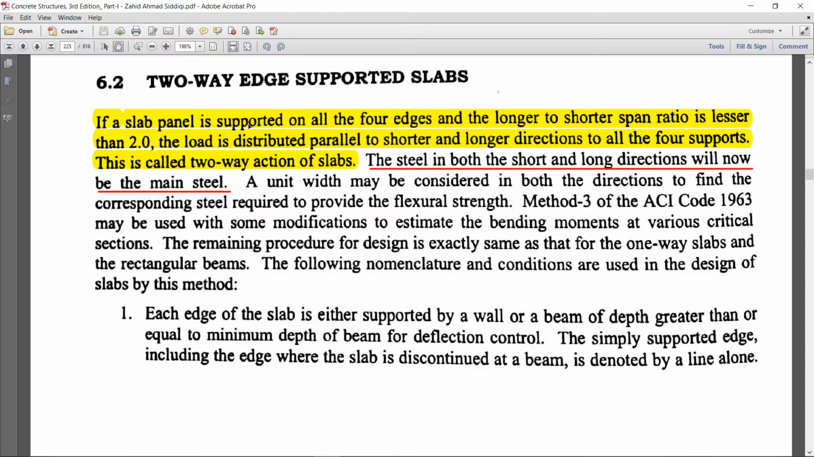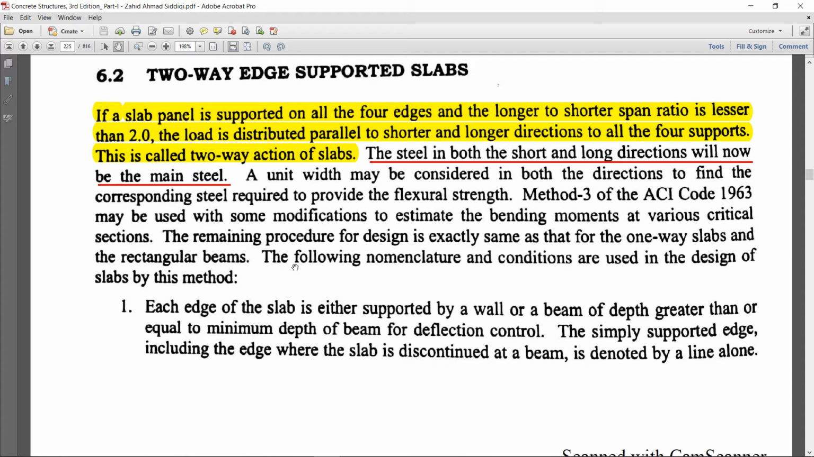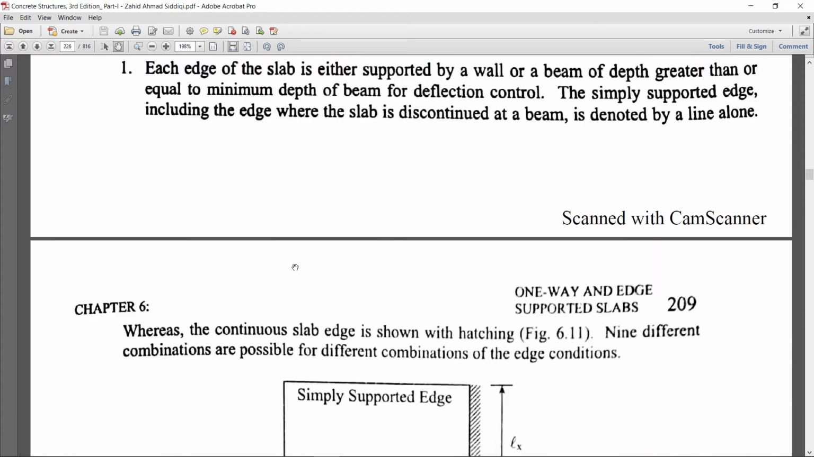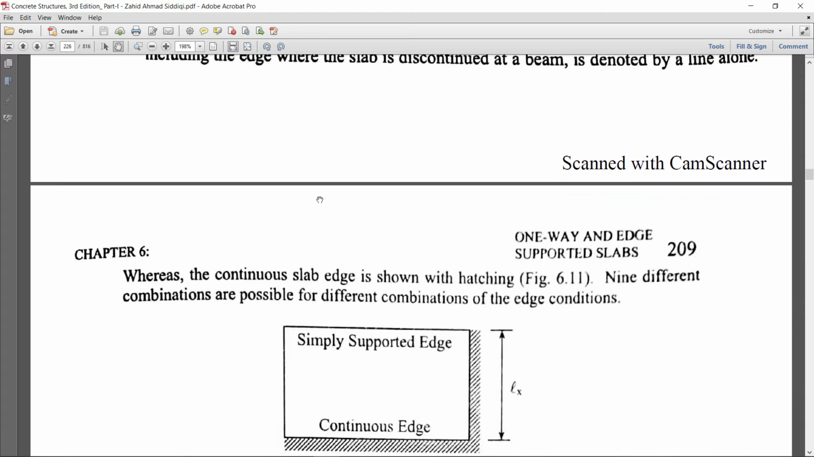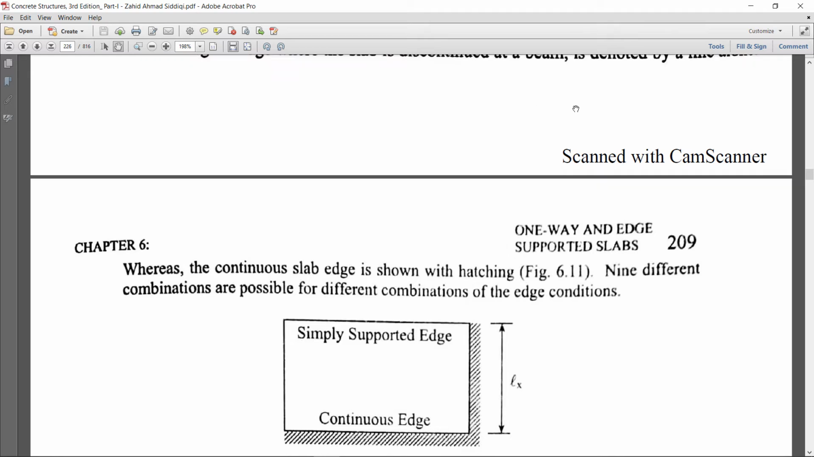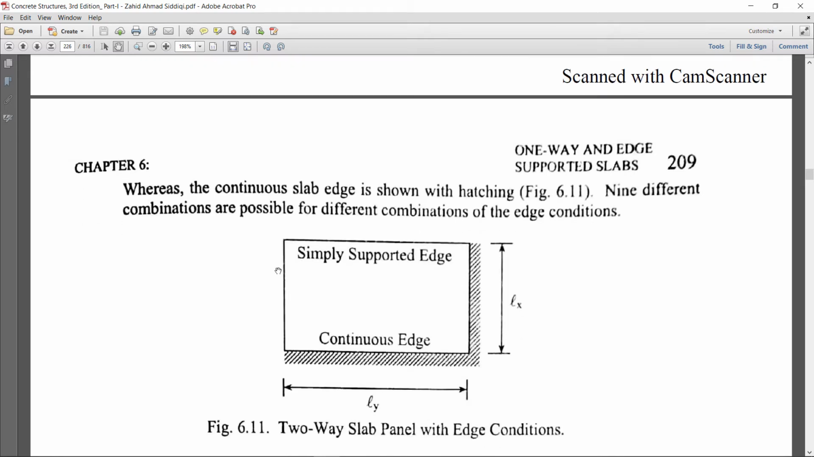This design method of a two-way slab is the ACI coefficient method, from the ACI code 1963. There are some conditions when we design the two-way slab by the ACI coefficient method. There is a limitation that all four edges of the slab should be supported either by beam, column, or wall.